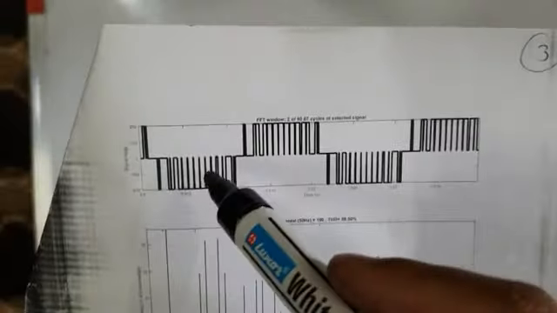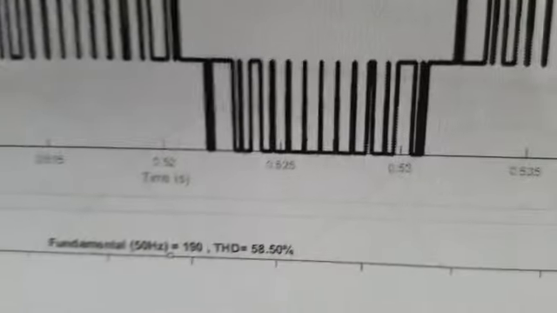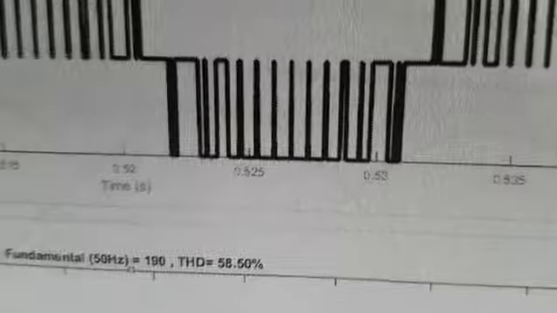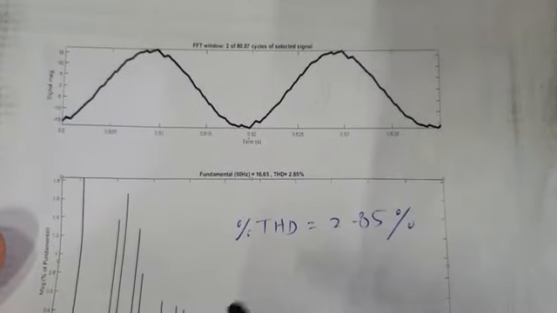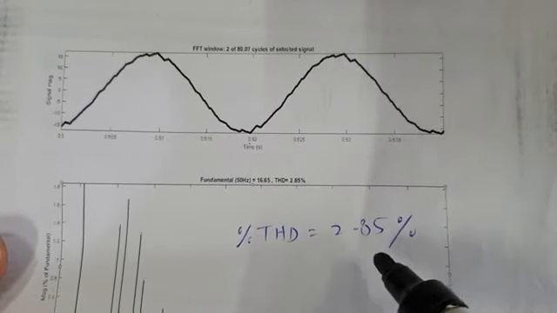This is the phase voltage, and this is its harmonic spectrum. You can see the THD of voltage is just 58.5%. And this is the current, and this is its harmonic spectrum, and the THD of the current is just 2.85%. It's well below 5%, which is the upper limit of THD of the current. So these are some simulation results which I have shared with you.